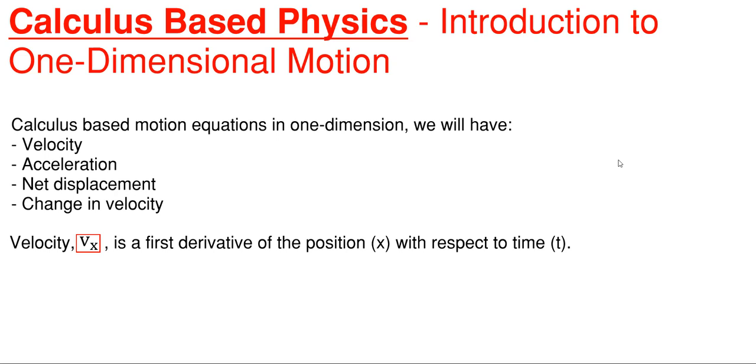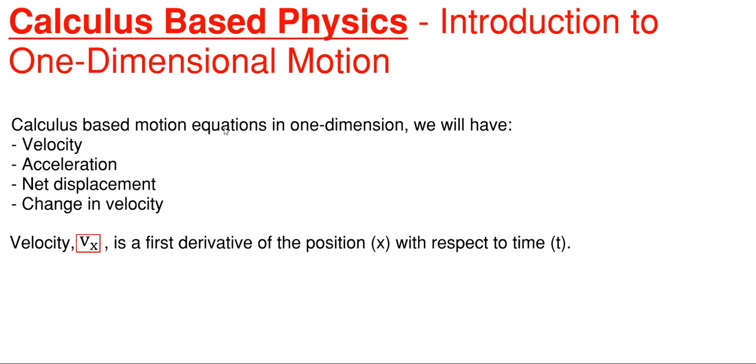So what we're going to be covering in today's video is calculus-based physics, and we're going to be introducing one-dimensional motion. Now, we won't be going over any examples or problems in this particular video. This is more of an explanation of how to find certain parameters such as velocity, acceleration, and other properties for one-dimensional motion in calculus-based physics. All right, so let's get going here.